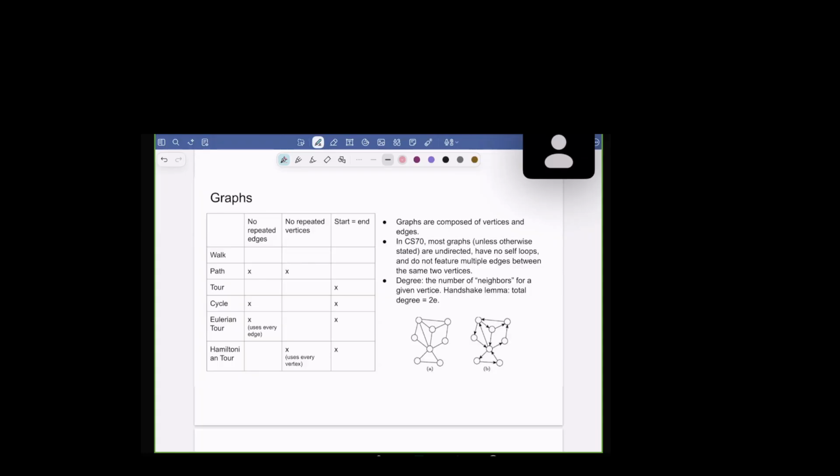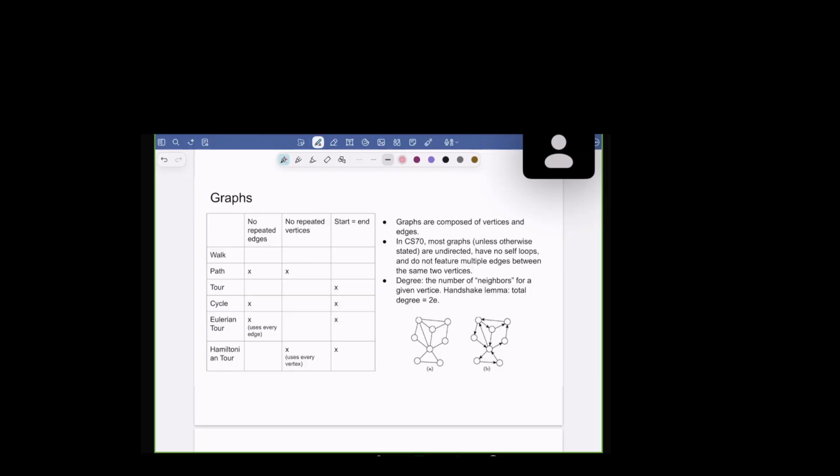All right. And then we have a cycle, which is like a tour, but you don't have repeated edges, because in a cycle you want to think of a circular structure that goes around. So you don't want to overlap an edge that you already went through. And then we have the Eulerian tour and the Hamiltonian tour. It's basically just a tour, but with the extra condition for Eulerian tours that every edge is traversed exactly once. And for the Hamiltonian, every vertex is traversed exactly once. So you don't repeat those.